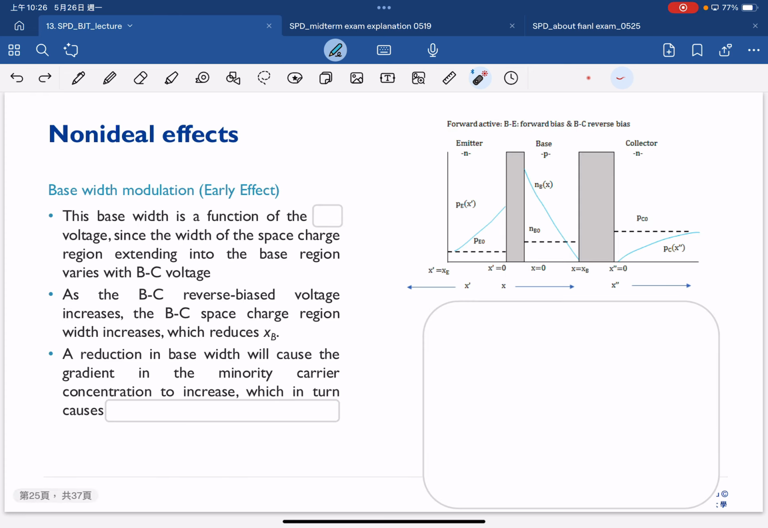So there are several non-ideal effects here that we will talk about. The first one is base width modulation. If you consider the base width modulation, you can come back to look again. For the MOSFET, we also have a similar effect, but we call it the channel length modulation.